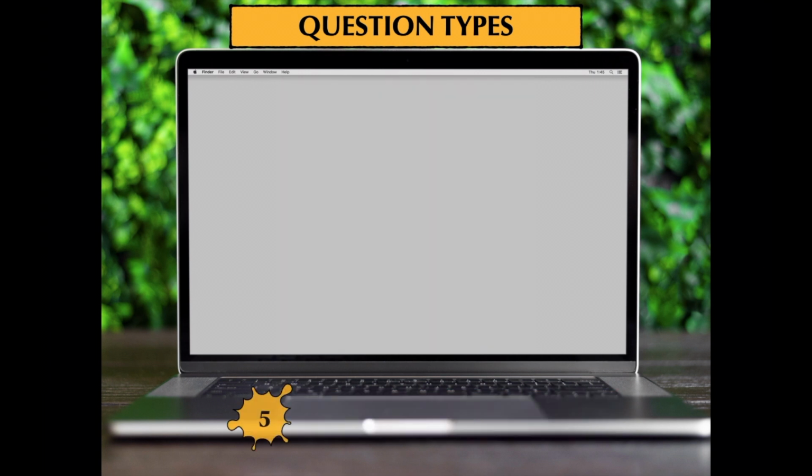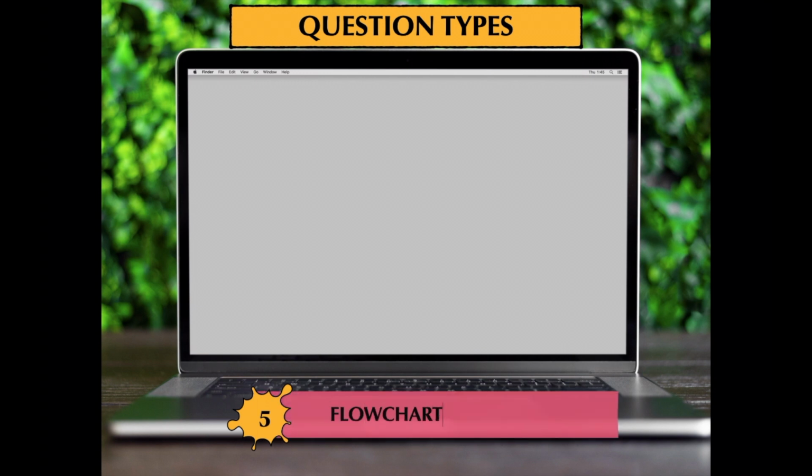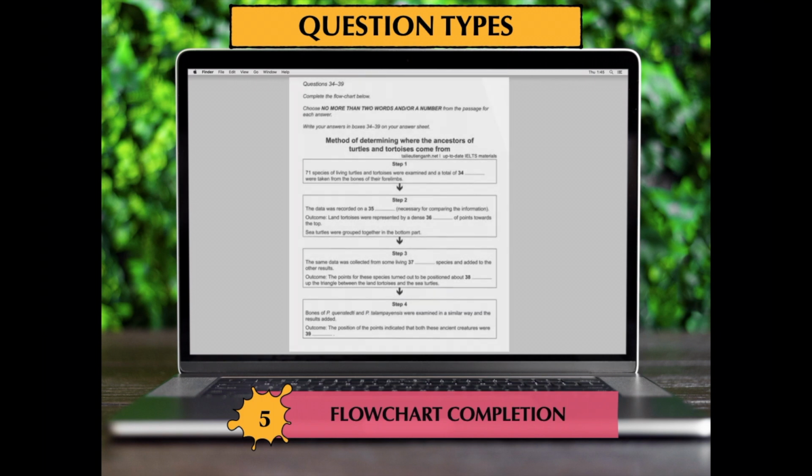Next in the sequence, we have another question type, which is flowchart completion. Keep in mind that it is a completion kind of question type. The new thing with the flowchart completion question type is that the information will always follow some steps.